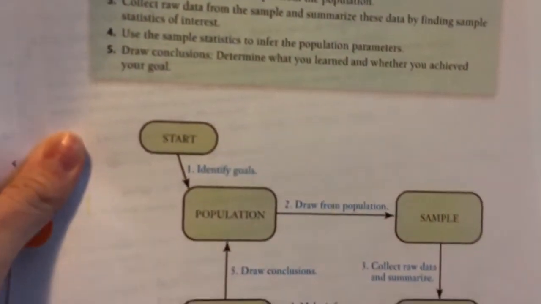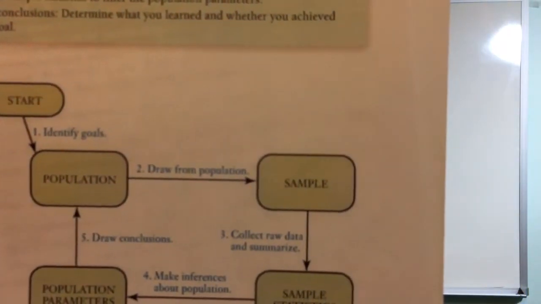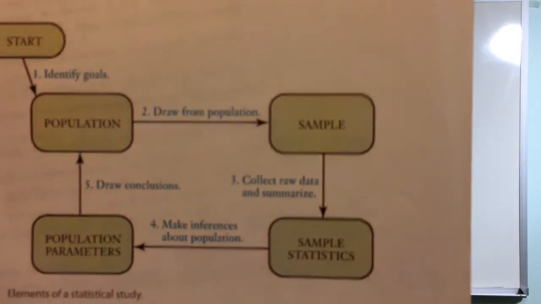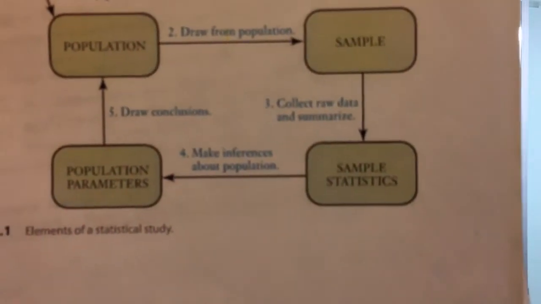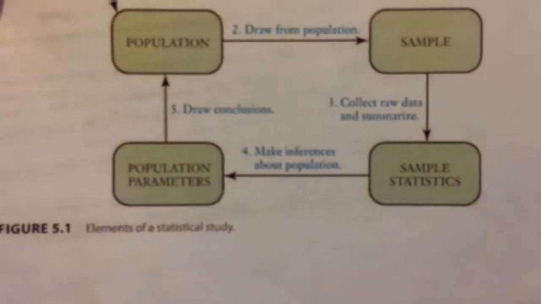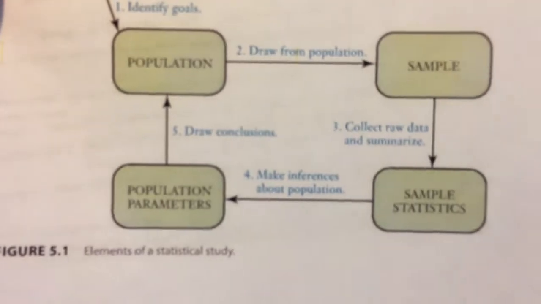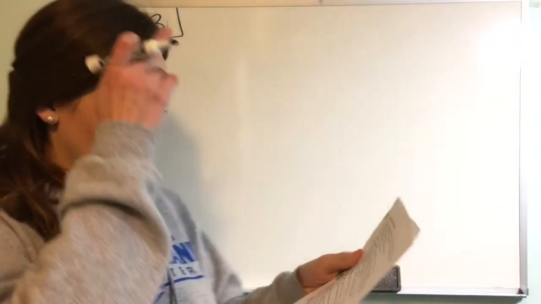So again, on this chart, it gives us the 5 basic steps in a statistical study right at the top there. And if you don't have this chart, now you have it on video and everything. It's a little blurry though. And you can see, start, identify your goals, get your population, draw from the population. There's your sample. Collect the data, summarize. Those are your sample statistics. Make inferences about the population, okay? Come up with that percentage. That gives you your population parameter, and then draw a conclusion.